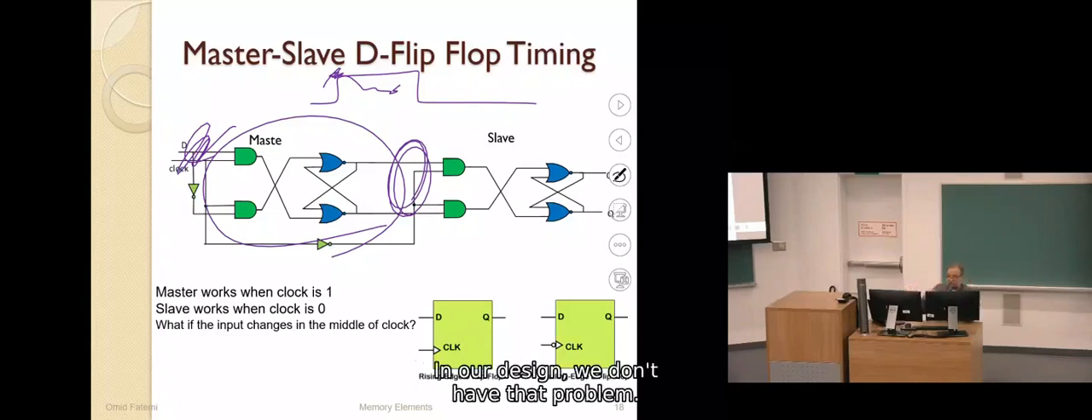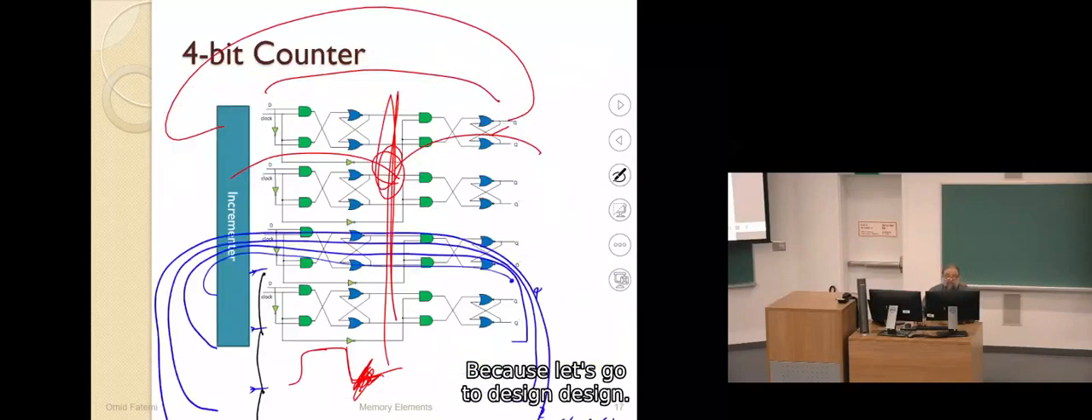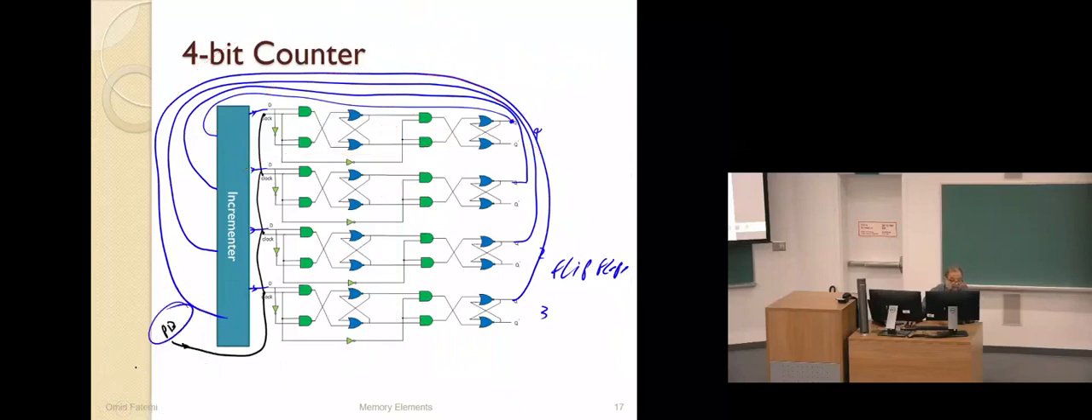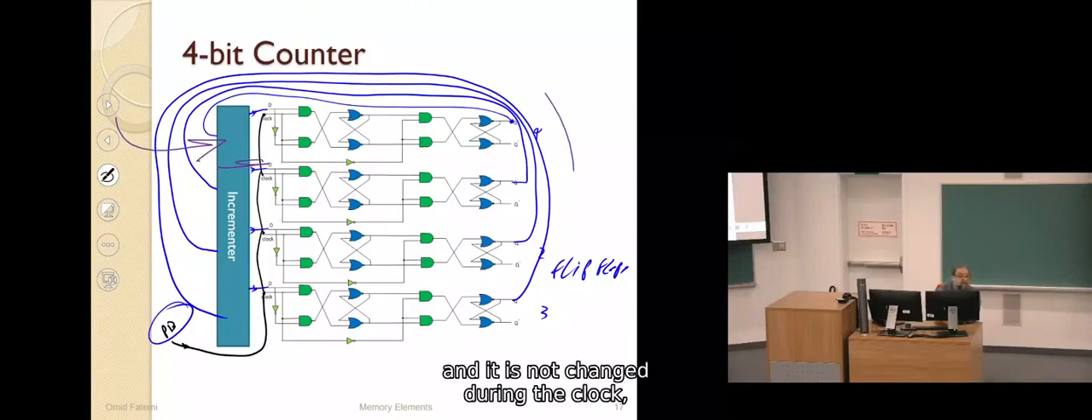In our design, we don't have that problem. Let's go to this design. Here, the input of the master is coming from here, and it does not change during the clock. It only changes after the clock gets low. So this doesn't happen in this design. This design is very good. It's working perfectly. Counting 5, 6, 7, 8 goes up very well with each clock.